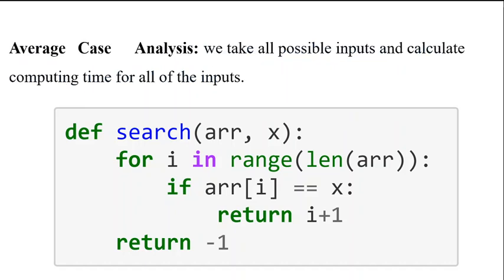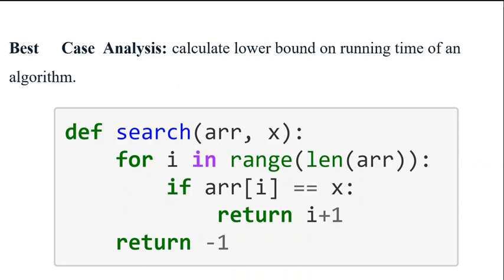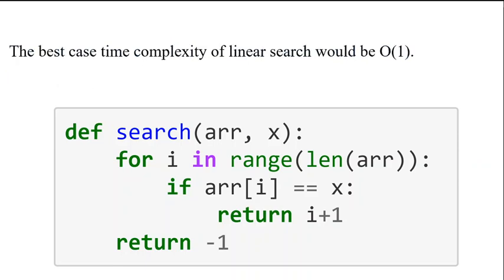The average case analysis will take all possible inputs and calculate the computing time for all the inputs. As you can see from the function, the number could be somewhere in the middle, or in the best case the first element. In the best case, we calculate the lower bound on the running time of an algorithm. The best case time complexity of linear search would be big O of 1, which is constant.